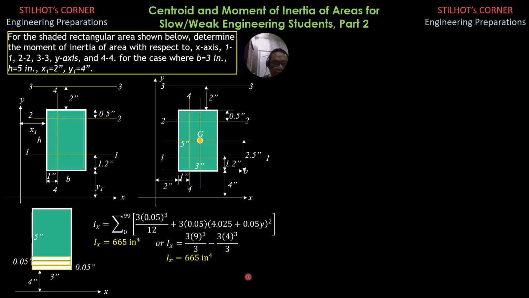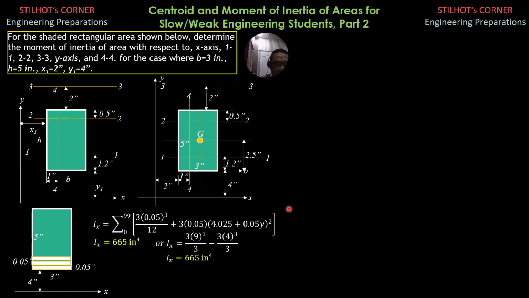Then the other one is we transfer the moment of inertia with respect to the centroid, bh cubed over 12. Then we add area times distance squared. Area is 3 times 5 or 15. And the distance of the centroidal x-axis to the x-axis where we transfer the moment of inertia is 2.5 inches, half of 5, plus 4, so 6.5 inches.